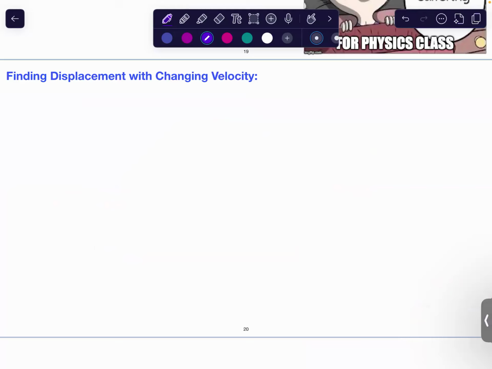Anyway, let's think about how we find displacement. So, A, B, C, D, E, F. Again, some of this you get, some of it, like one of these you'll be able to use, one of them you won't. But at least you can see where things come from.